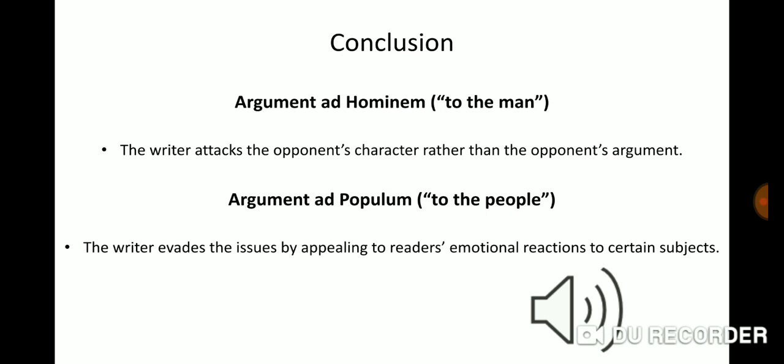Conclusion: argument ad hominem, to the man. The writer attacks the opponent's character rather than the opponent's argument. Argument ad populum is to the people. The writer evaluates the issue by appealing to the reader's emotional reactions to certain subjects.